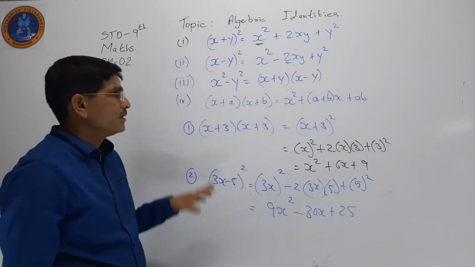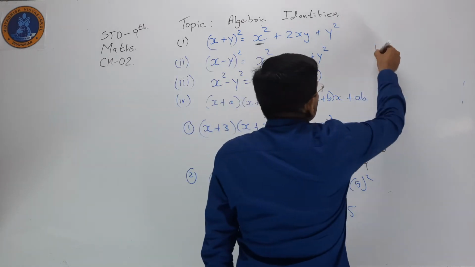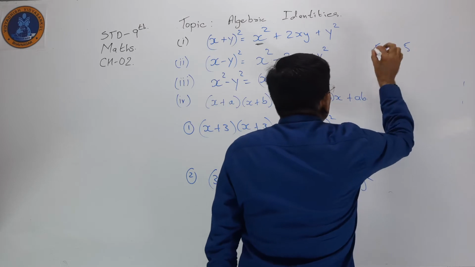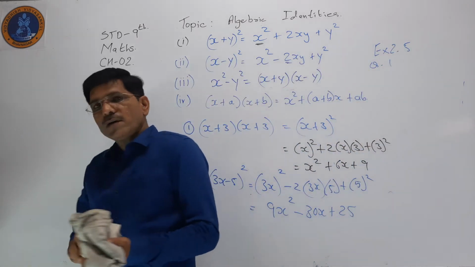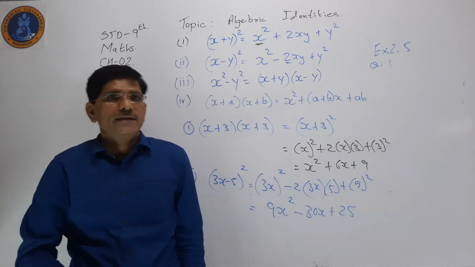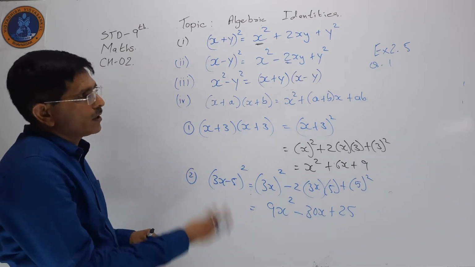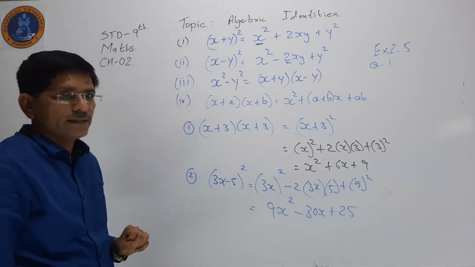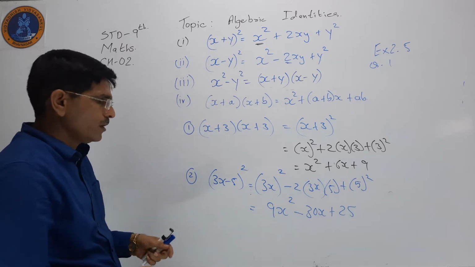So two sums are done. Now we are doing exercise 2.5, question number 1, where we have to use the identities. Two sums are clear here. Now one more sum, for the third identity.